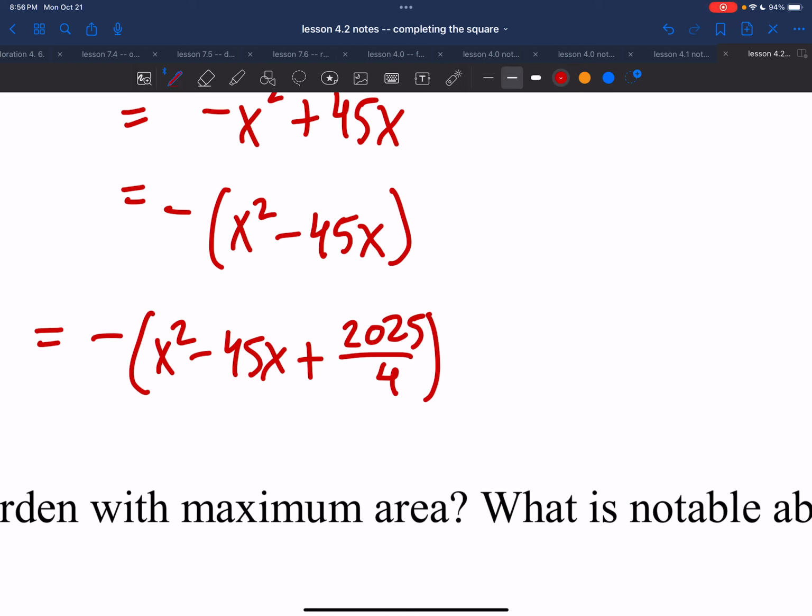Okay. So I've added 2025 over 4, right? But I got to balance it. And you would say, oh, well, then let me minus it. Except, well, hold on. You see how that's a minus? The minus distributes to 2025 over 4. Meaning, minus times plus, you have actually subtracted 2025 over 4 from the equation. So in order to keep balance, you must add it.